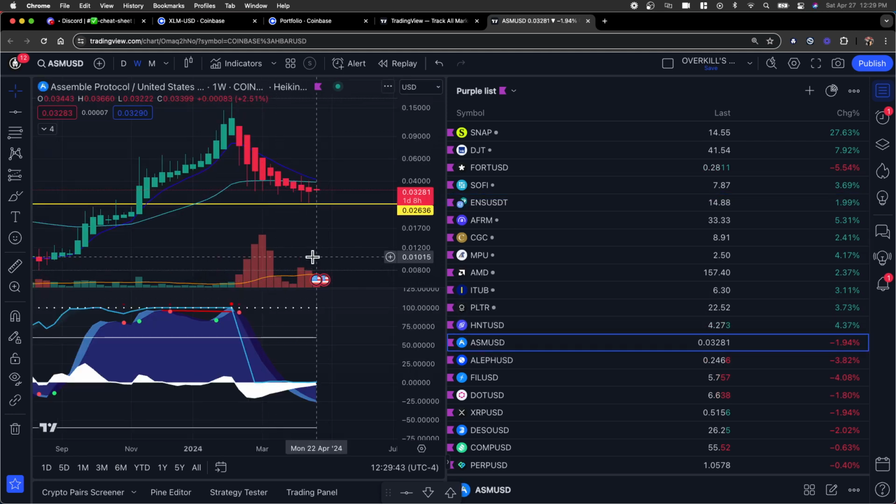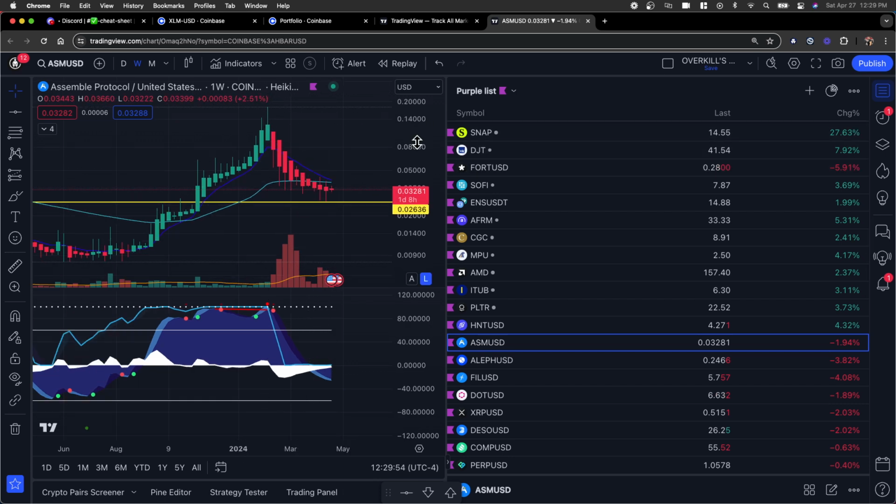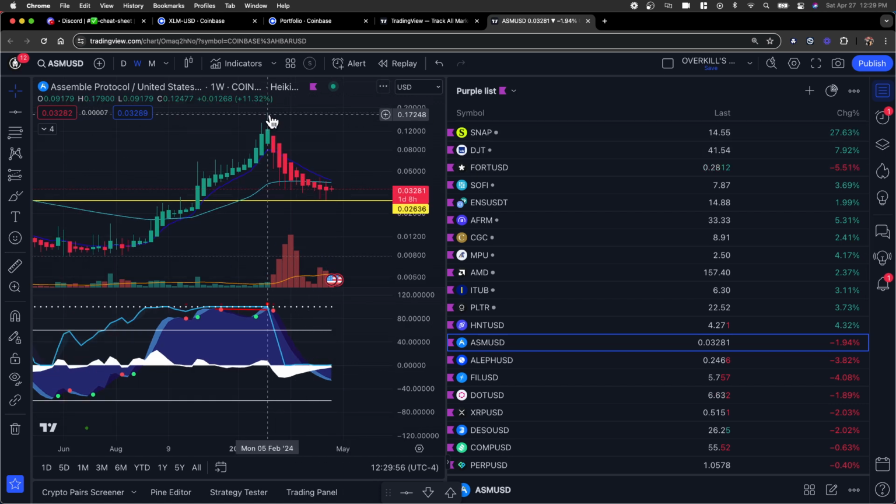Here's ASM. Okay, it's trying to turn here. It's trying to turn the corner. This one you're going to want to use a stop loss at 0.026. That's where we wick down there. Lots of sell volume here. Honestly, I don't know anything about this project. That's why I didn't buy it. But it had a massive flush from 20 cents all the way down to 3.